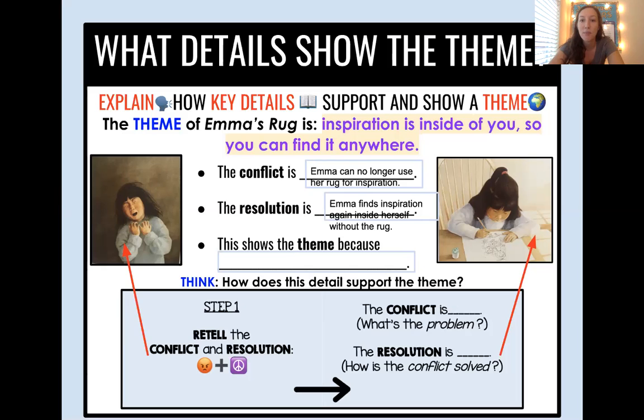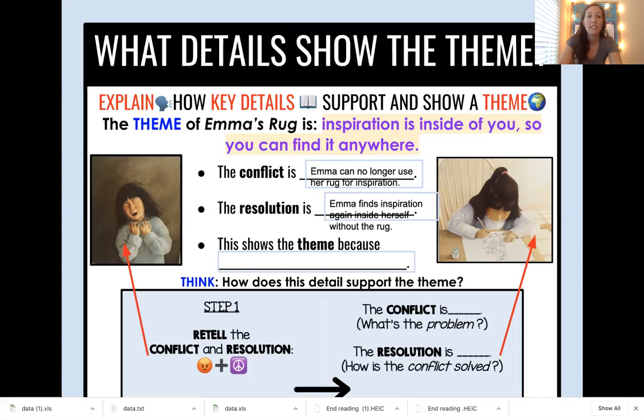So how does this support the theme? We can say that this supports the theme because Emma is able to find inspiration anywhere. She's at her table. She was outside. But does she have her rug? No. So this supports our theme because Emma is able to draw again anywhere using her inspiration from inside of her.